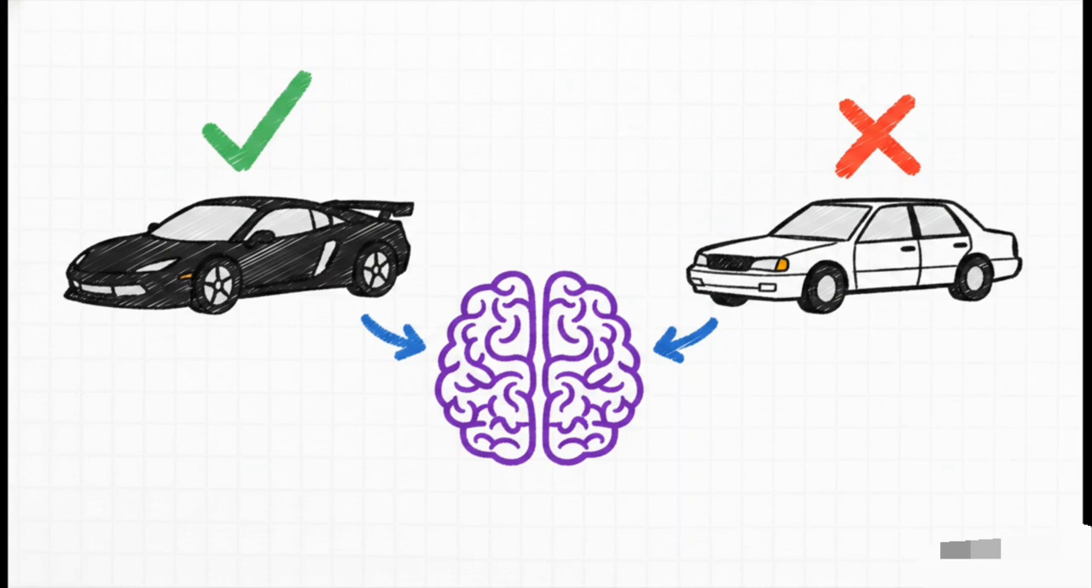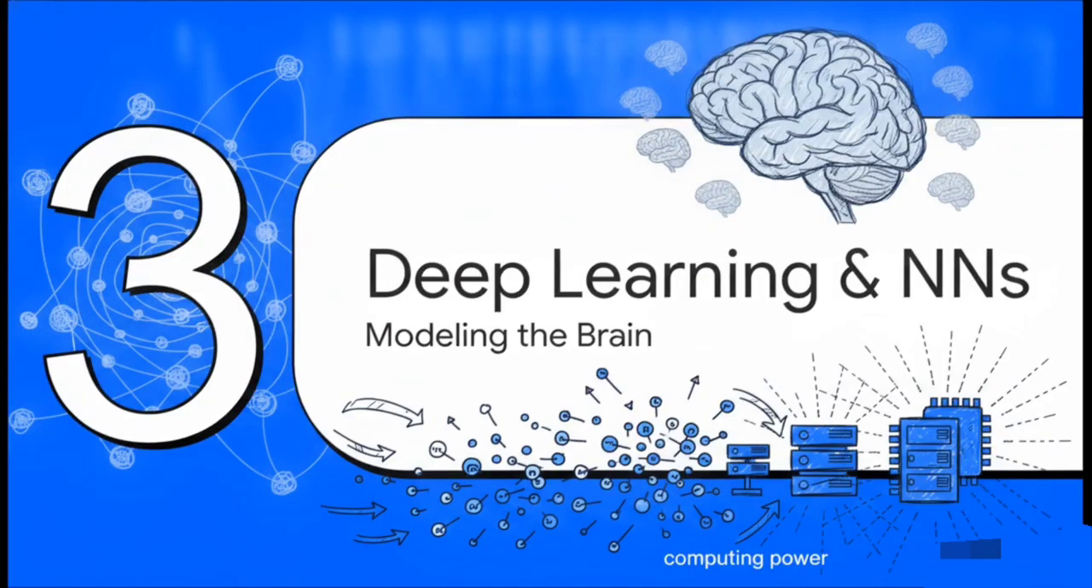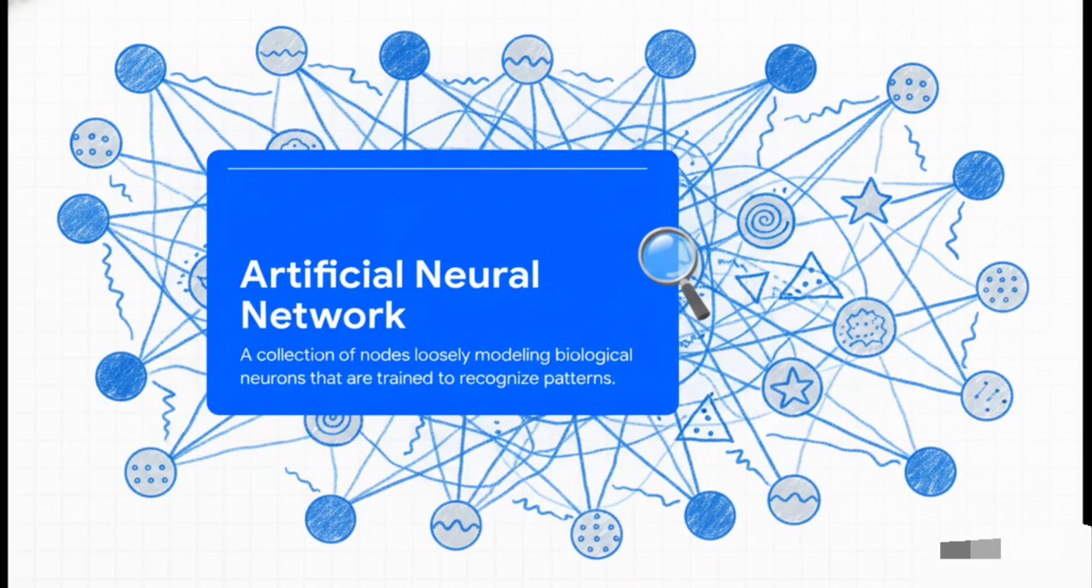And this is exactly how machine learning fundamentally works. We feed the computer data, and it learns entirely by example. Which perfectly sets up part 3, deep learning and neural nets, where we start modeling the brain. As data availability and computing power completely exploded, engineers realized they needed to scale up this learning by example method.